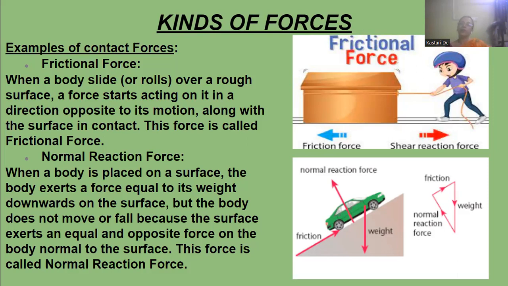Here, from the diagram, you can see the car is moving upward. When the car is moving upward, a force equal to its weight will act downward. The frictional force will be acting like this, which is allowing the wheel not to fall down. And the normal reaction force will be acting normal to the car, that is perpendicular to the car. So that is normal reaction.